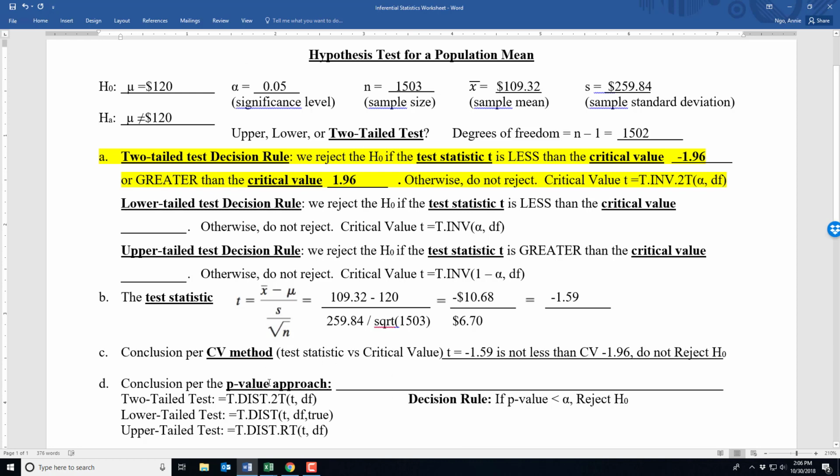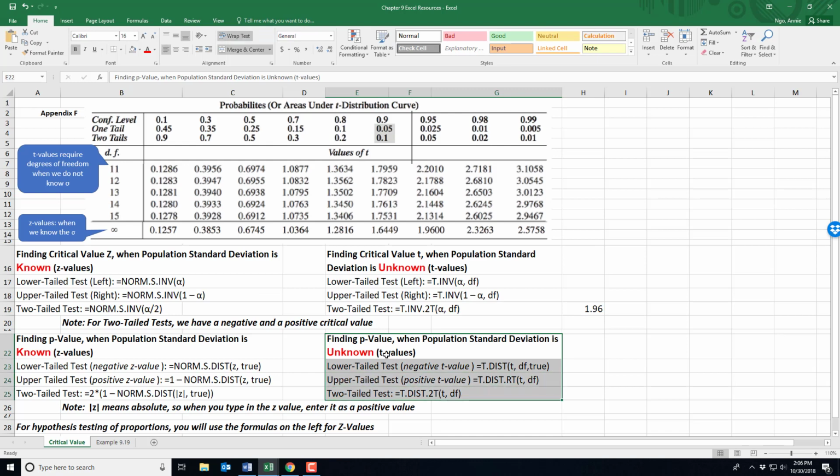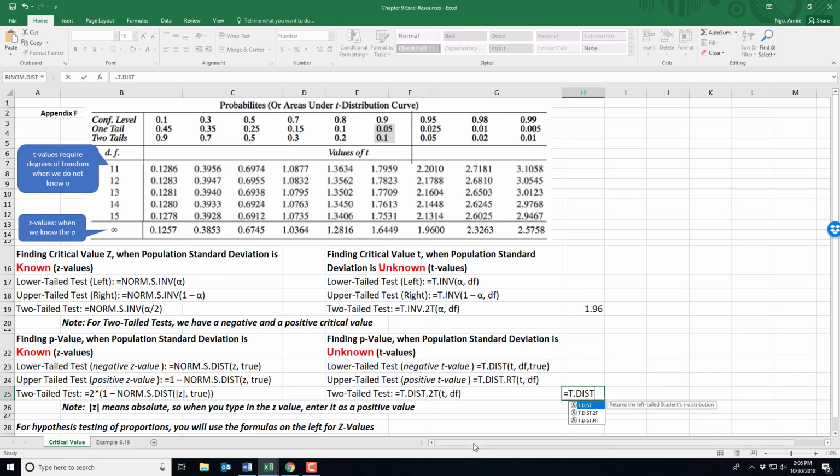We also want to test the p-value approach to see if we get the same results. Since this is a two-tailed test, I'm going to use this formula right here. Again, that's right here, finding a p-value when we don't know the population standard deviation. So here's our formula for a two-tailed test. We'll do equals T.DIST.2T, parentheses. While our t was a negative 1.59, with our two-tailed test, you just want to enter it as a positive value, and then comma, the degrees of freedom of 1502, parentheses, and I get 0.1120.